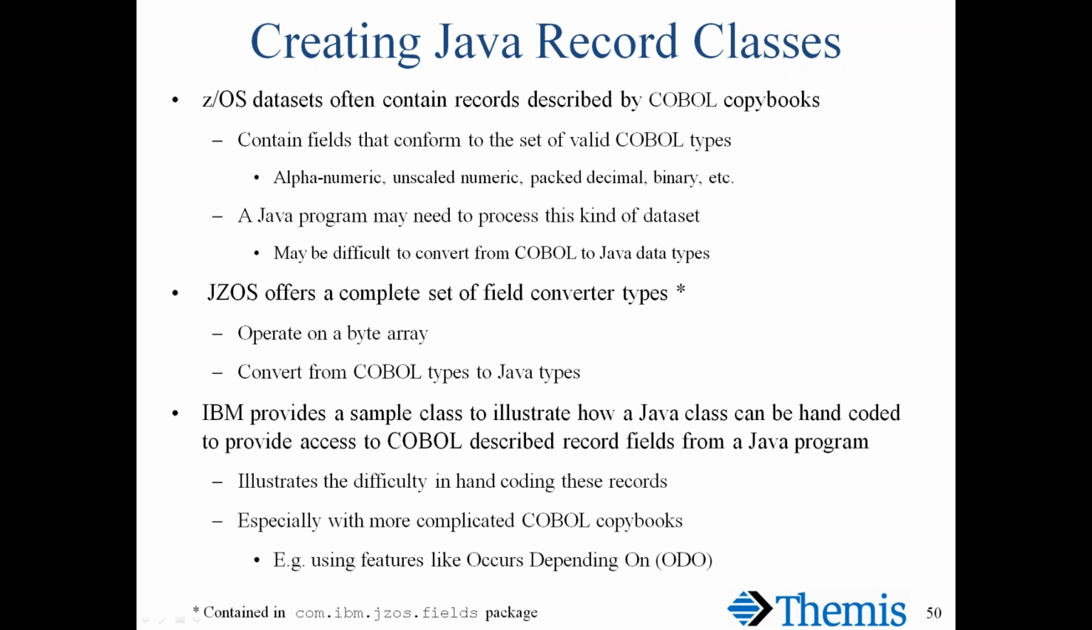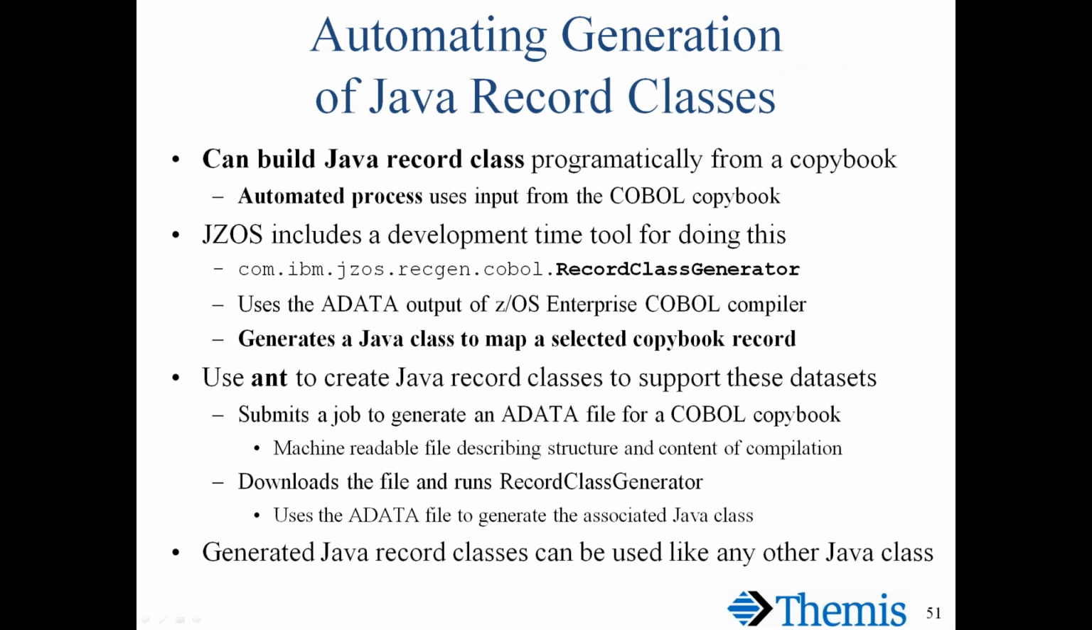It's a bit messy because of a couple of things: the potential character set differences and the way that numeric data is stored on the mainframe in packed decimal format. There are some samples at IBM that show that you could do this yourself, but it would be very difficult. So the provided tool is the record class generator that you see defined there inside of its package definition.